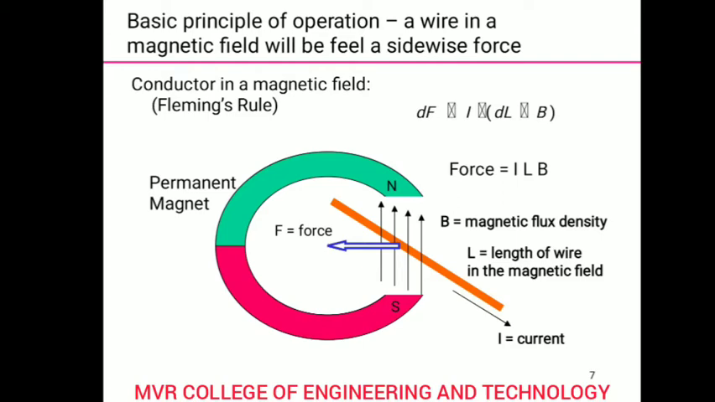There is a conductor in a magnetic field. Here you can see the permanent magnets, north and south. This will give the force. In between the north and south there is a conductor. This conductor carries the current I, and you can see the force formula F is equal to I into L into B. L is the length of the wire in the magnetic field and B is the magnetic flux density. So this is the basic principle of operation of a PMDC motor.